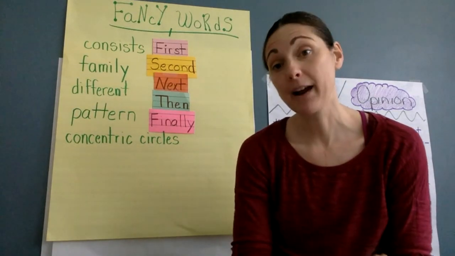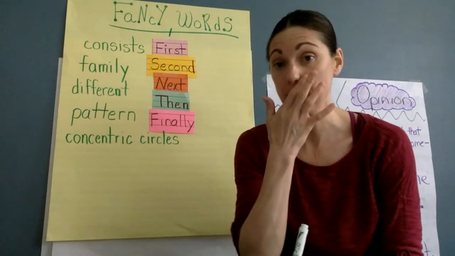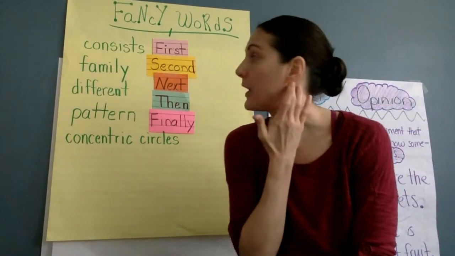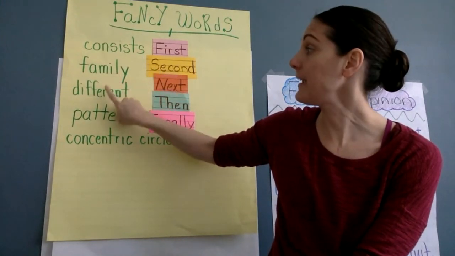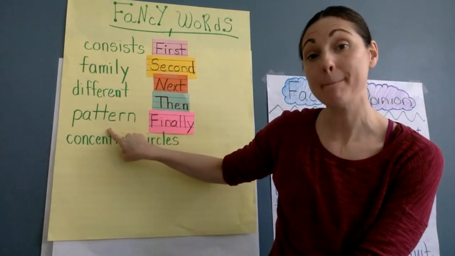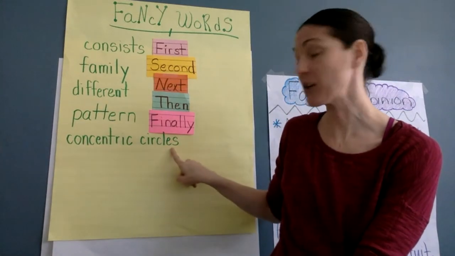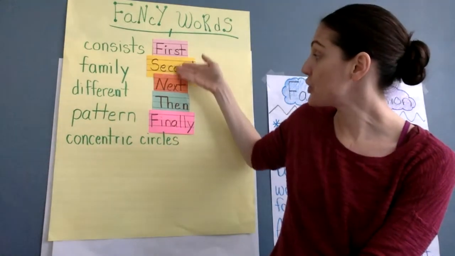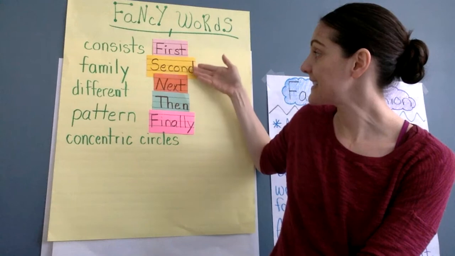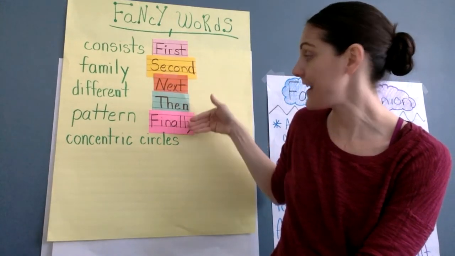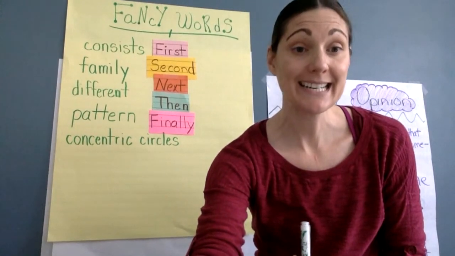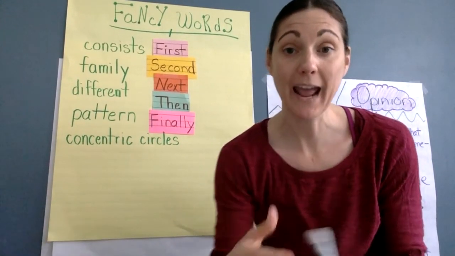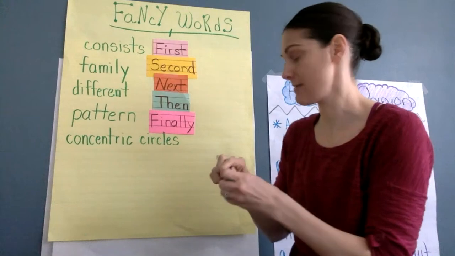So first I'm going to go back and review some of the fancy words that we've done so far since we've been doing remote learning. So we did the word consists, family, different, pattern, and concentric circles. And some of our transitional words, first, second, next, then, and finally. So the fancy words that we did today, first we had the word compare.